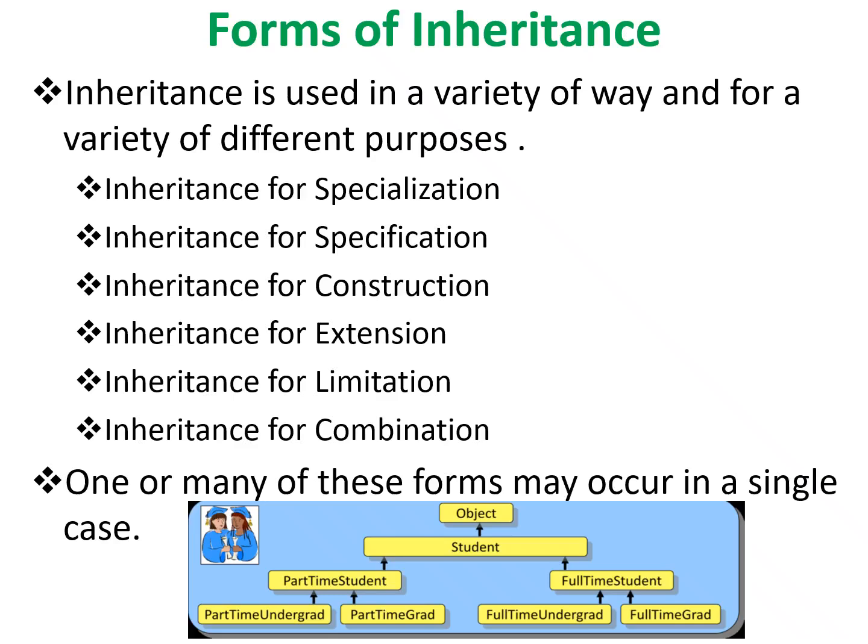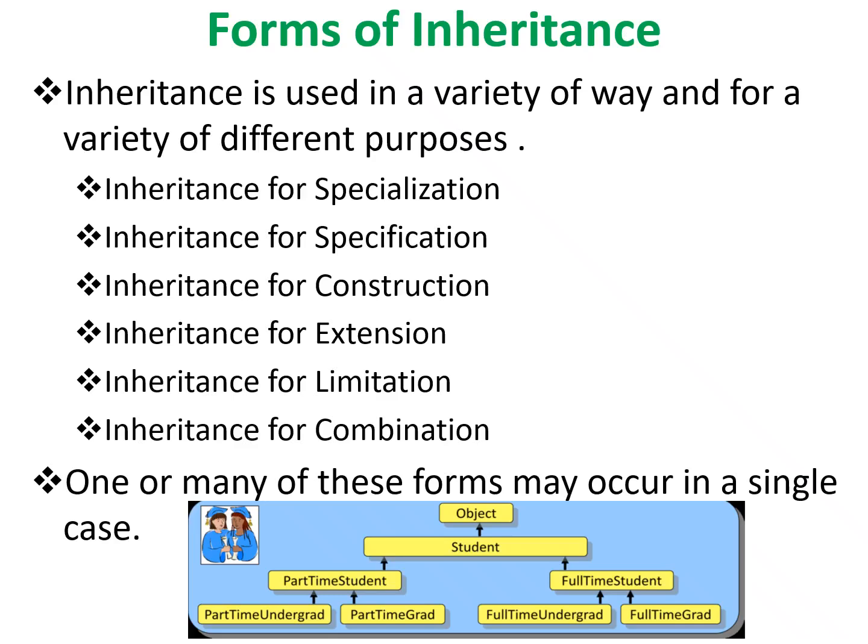Specialization: the child is a subtype. For example, a card extends another card. Specification: the parent only specifies, the child implements. For example, an interface like ActionListener.